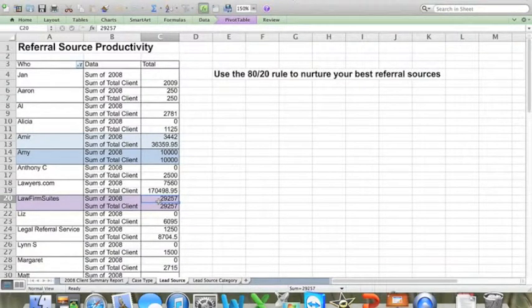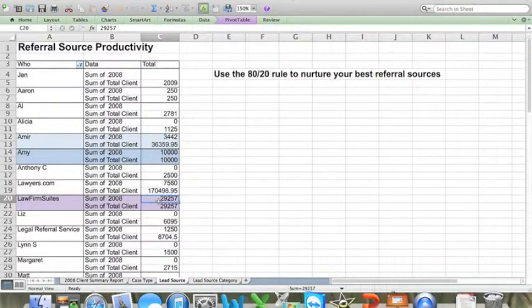So from this information, I generally look for the sources that have sent the most business, who are likely to continue to send business, and those people to whom I can refer business. Because as you know, referrals are a two-way street. And if you're taking and don't give back, it's not likely that that person is going to continue sending you business.